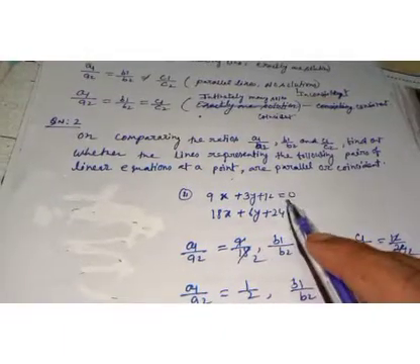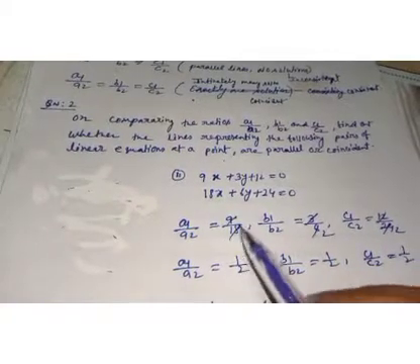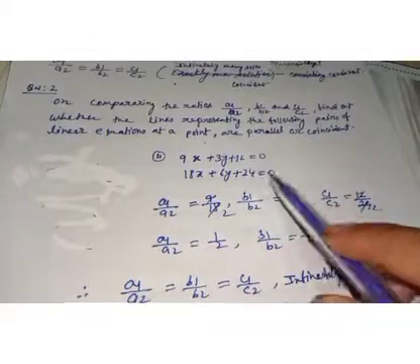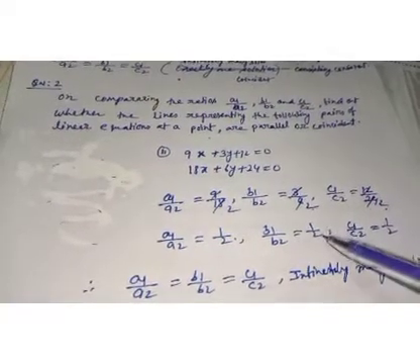So the second question is 9x plus 3y plus 12 is equal to 0, then 18x plus 6y plus 24 is equal to 0. Now a1 by a2, coefficient of x 9, a1, then coefficient of y here for the second equation 18, so 9 by 18. Similarly b1 by b2, 3 by 6, and c1 by c2, 12 by 24. If you simplify, then 9 twos are 18, 3 twos are 6, 12 twos are 24.